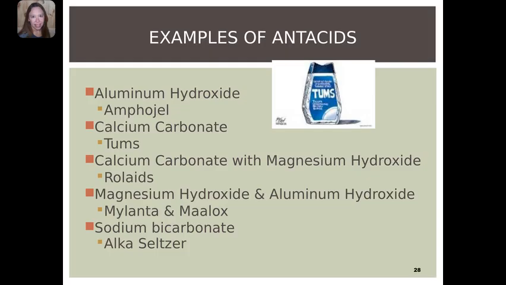Another example would be calcium carbonate with magnesium hydroxide, and that would be Rolaids. Magnesium hydroxide and aluminum hydroxide would be Mylanta and Maalox. And then we have sodium bicarbonate, and that would be Alka-Seltzer. These are all antacids that you can find over the counter. Again, go to the pharmacy and take your little list along and look up these different things that we could buy over the counter to help with our stomach ailments.